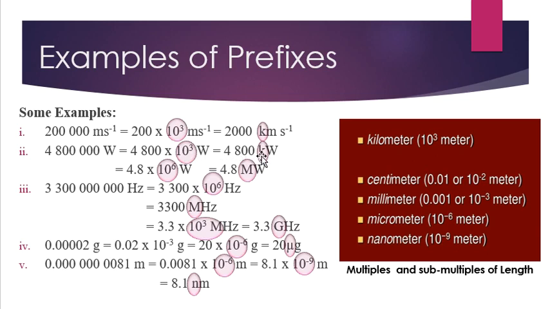Now we can change this kilo into megawatt. How? If I change the decimal place, because we know that our decimal always lies at the end of the last zero.